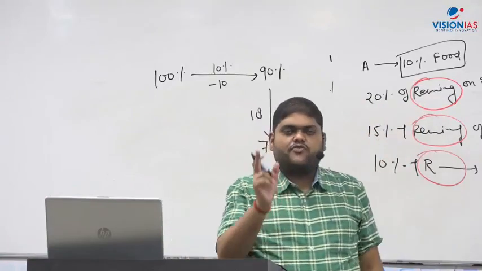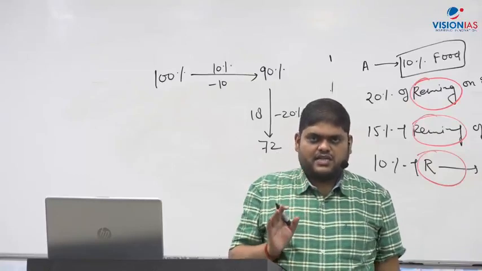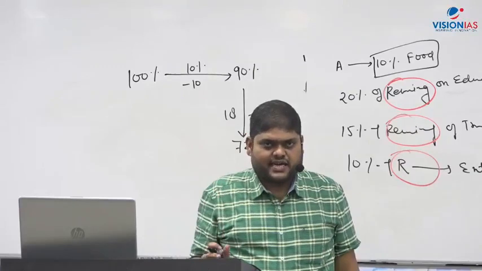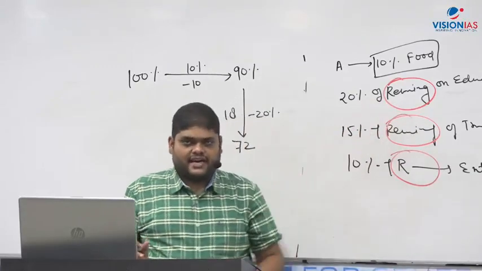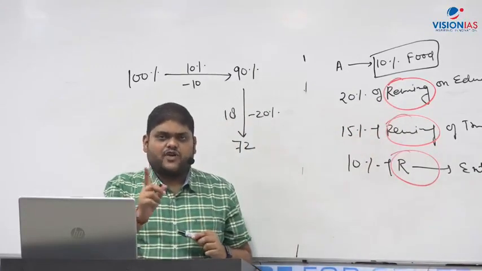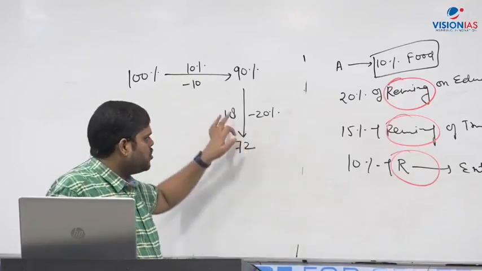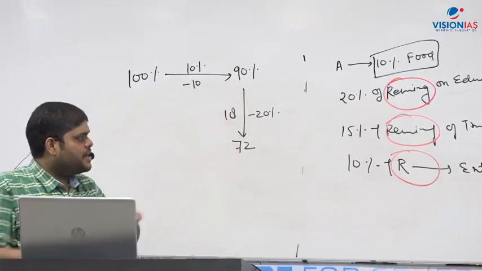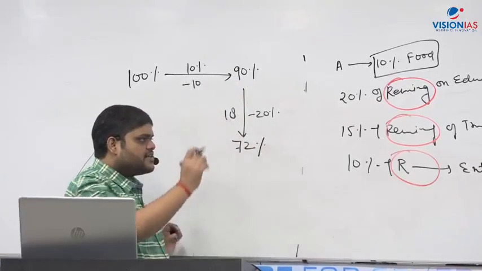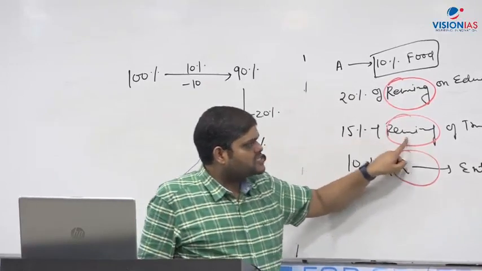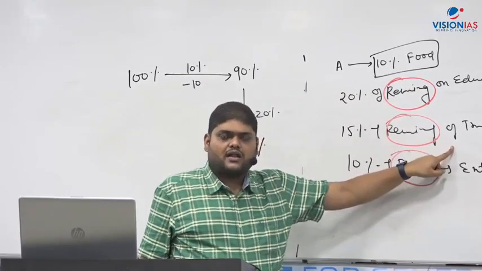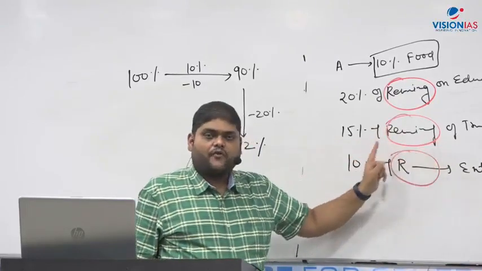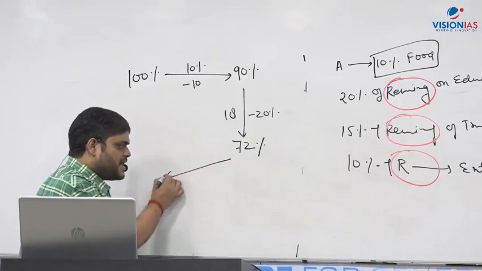This is the case of successive decrement. This is not the normal case where you will add everything and simply subtract, because there is one extra word here, and that extra word is remaining. So 20% of remaining, that means 18, that means 72% is left. Now again 15% of remaining, not total, 15% of remaining.